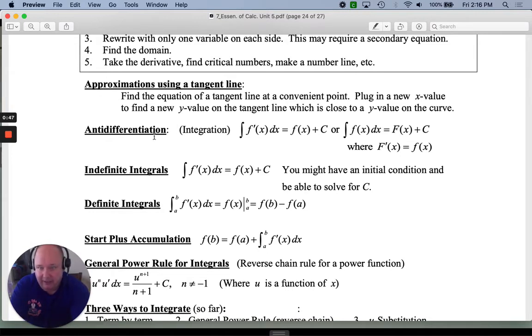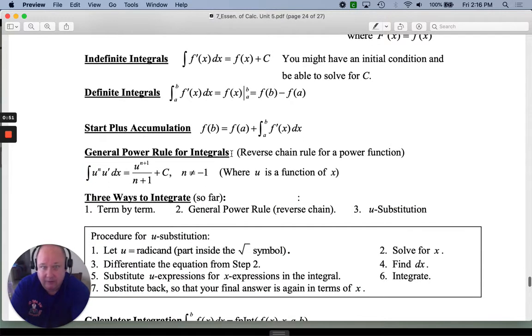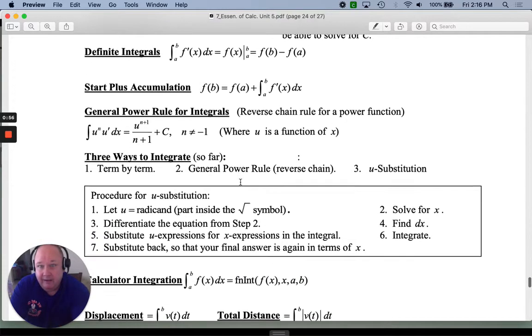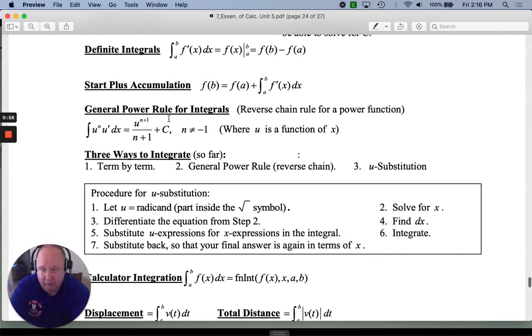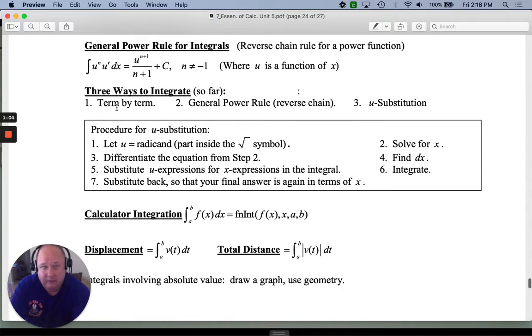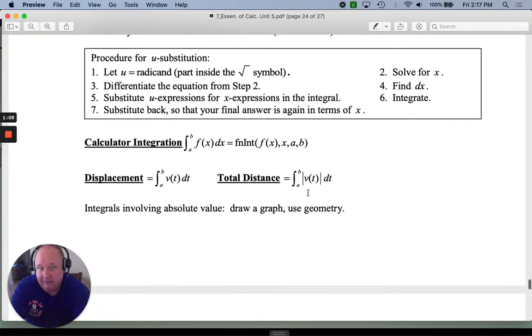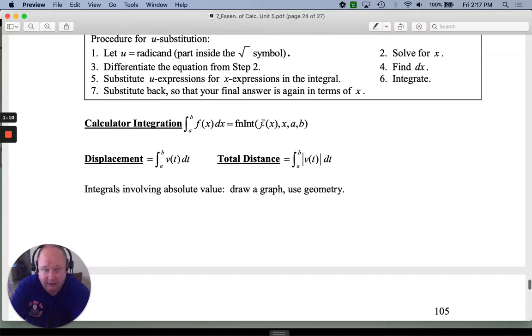So you learned about antiderivatives, indefinite and definite. You learned about how to solve a starting value problem. Some rules in terms of antiderivatives: for the anti-power rule, you add one and divide. You have term-by-term integration, general power rule, U substitution. You can use your calculator. Ignore this part to the right. We have our calculator, we can integrate.